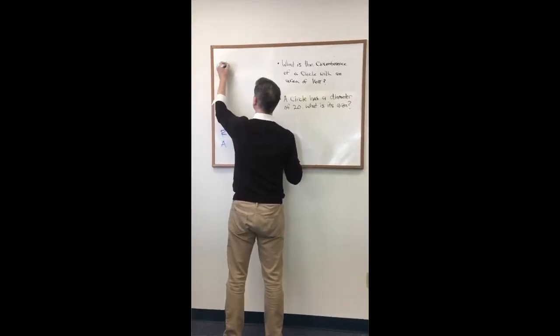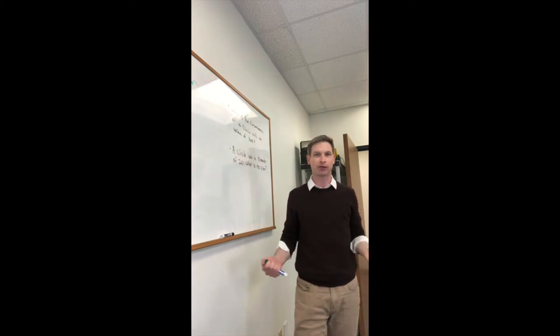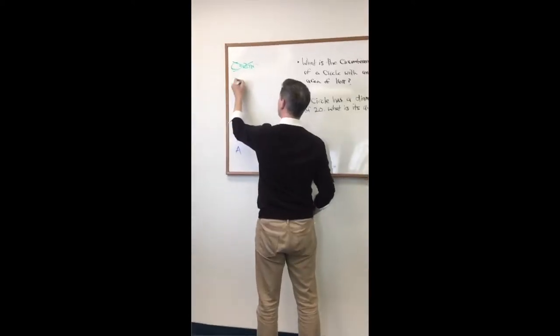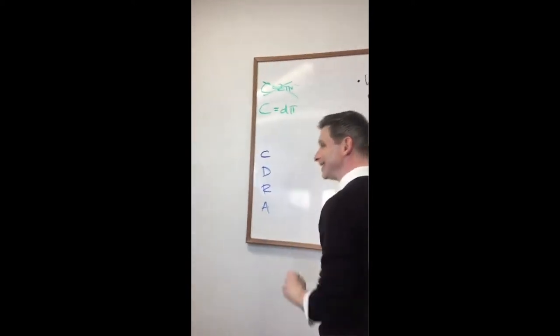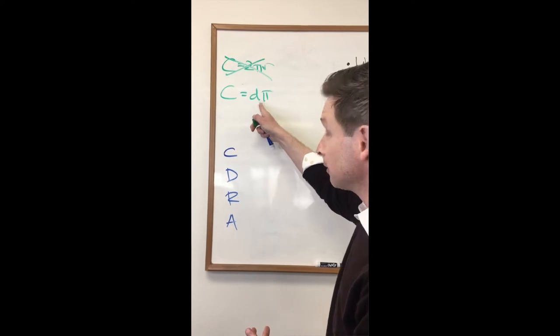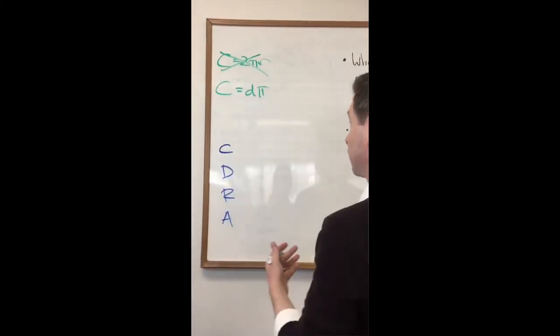We hate this formula: circumference equals 2 pi r. That's like the worst formula in the history of formulas, okay? So, we don't use circumference equals 2 pi r. We use the formula circumference equals d pi. Whatever the diameter is, you multiply it by pi, and that gives you the circumference. Whatever the circumference is, you divide by pi, and that gives you the diameter.